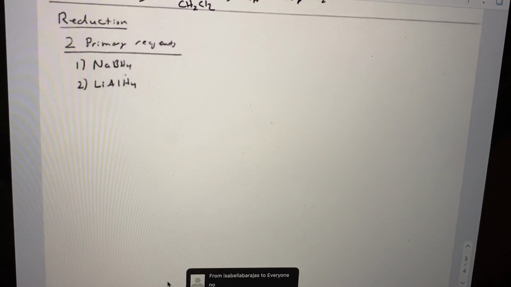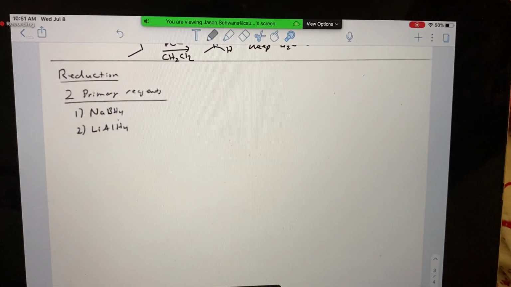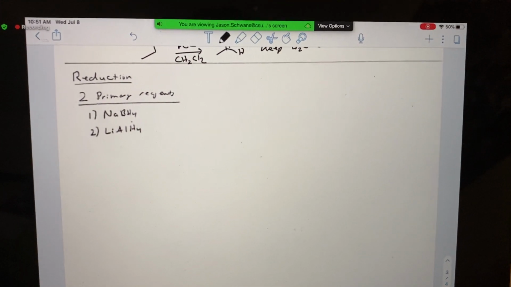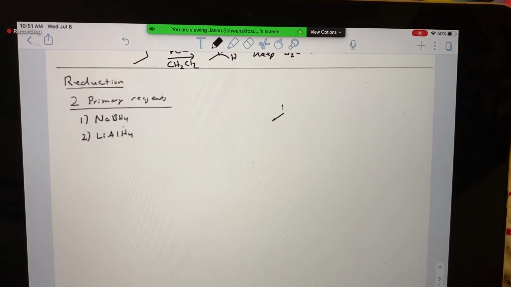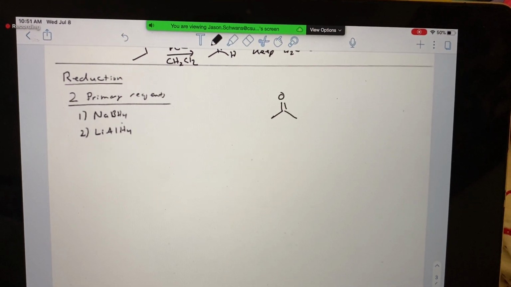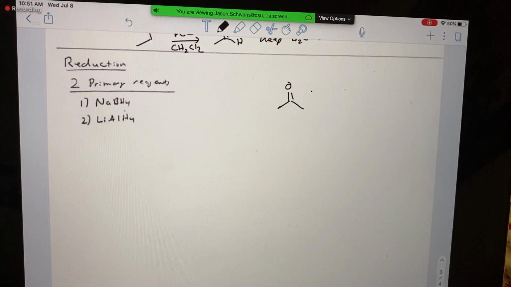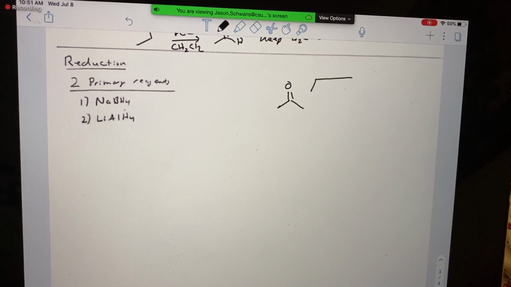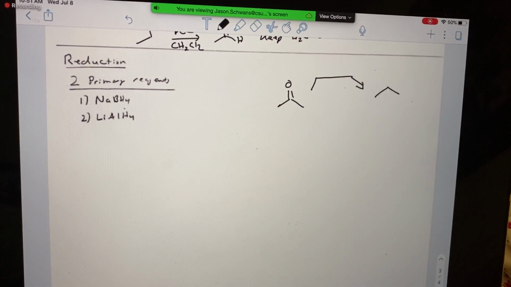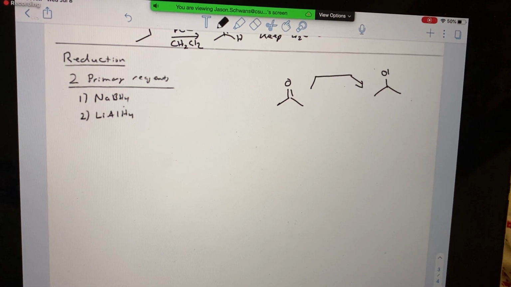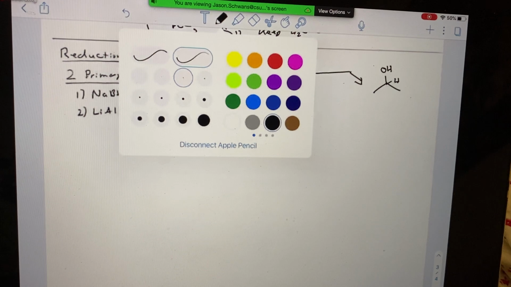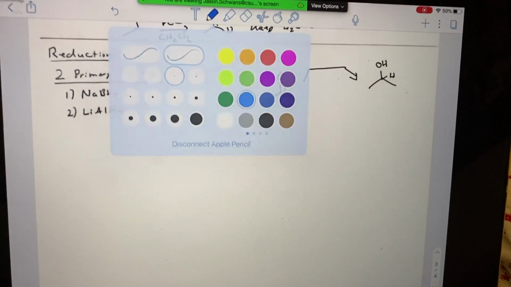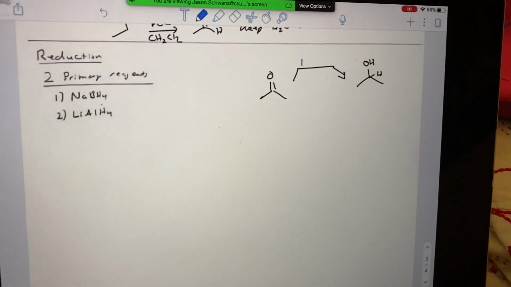So there's two primary reducing reagents that are used. And what do we mean by reduction? It's going to be the opposite of oxidation. So let's use a ketone as an example. If we're going to turn this ketone into an alcohol, we're going to add a hydrogen there. We haven't used blue for a while. Let's try that. This is a reduction reaction.